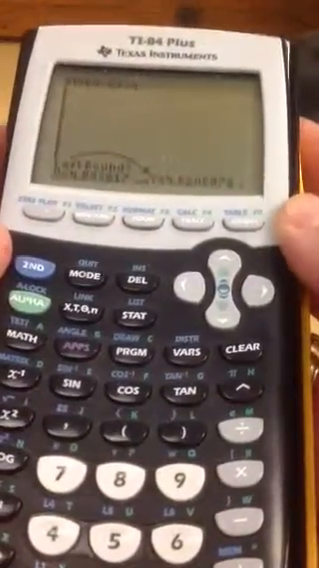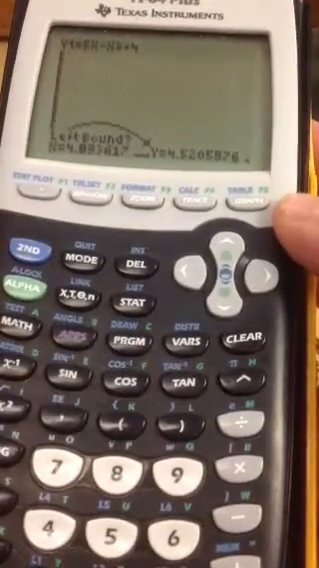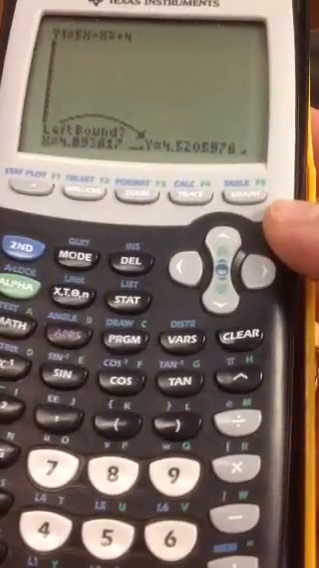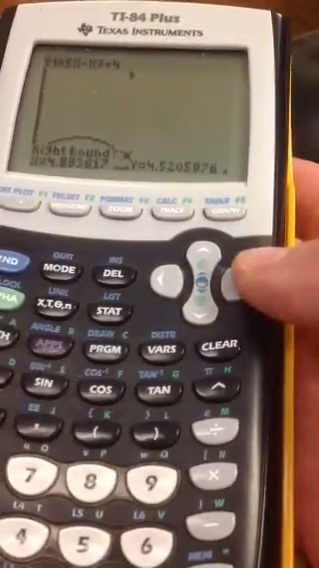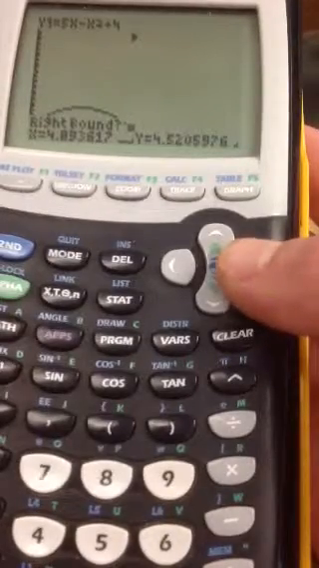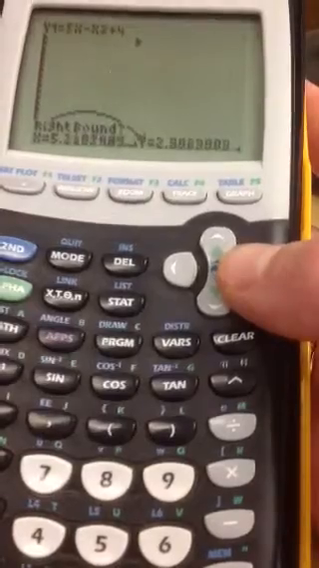And then it asks us, is this the left-hand bound? Well, yes, this is up and to the left of the x-axis. So if you think about it, that will make sense. And we can just hit enter. Yes, that's where we want it to be. Now it wants to know what is the right-hand bound. Well, the right-hand bound is where the line passes through x and starts to become negative. And so you just want to scroll to the right.